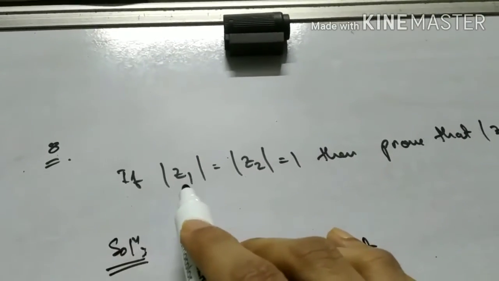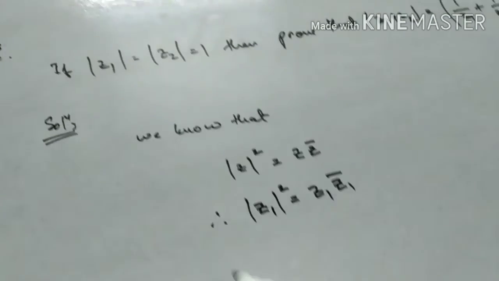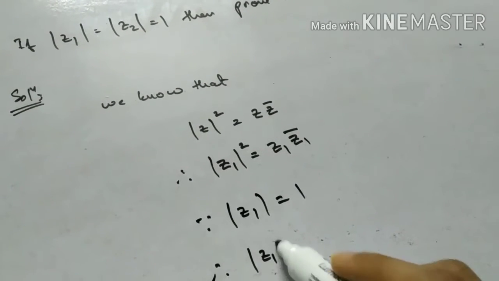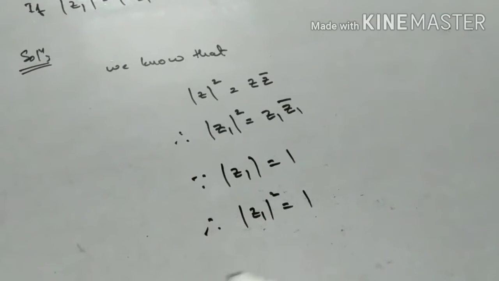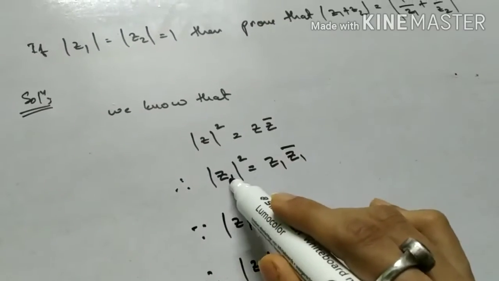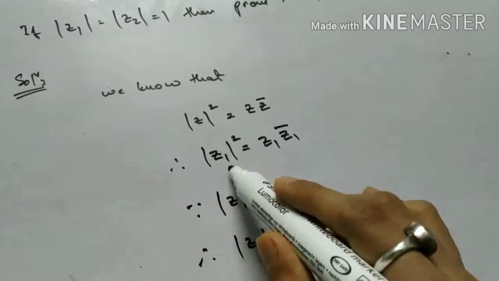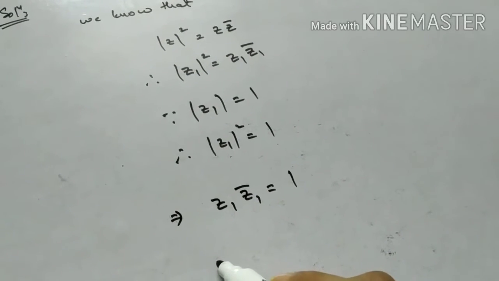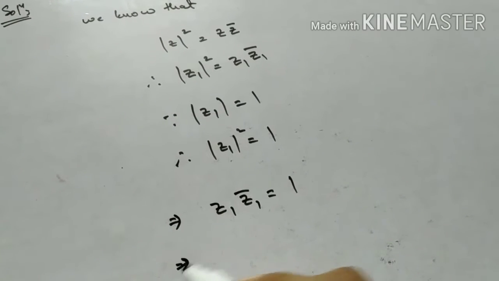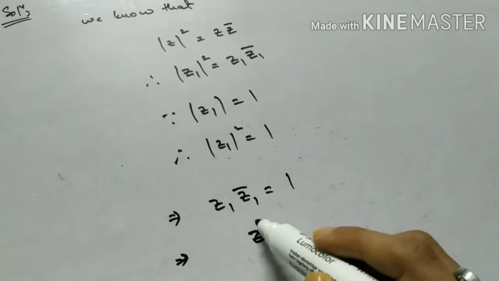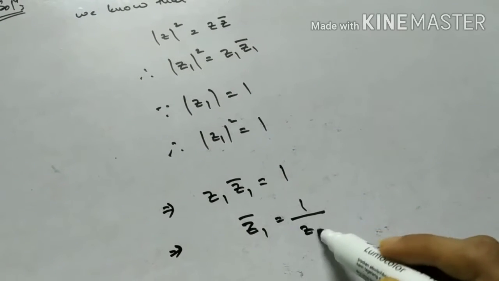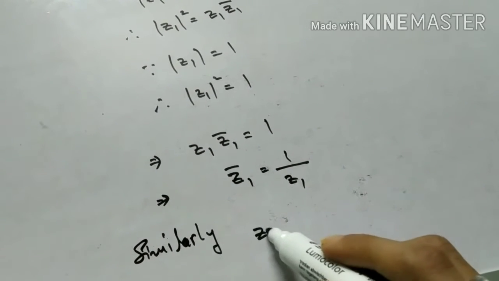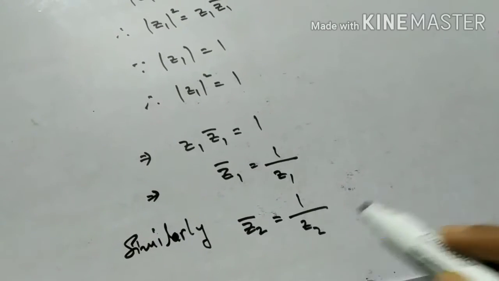So now you see, modulus z1 is equal to modulus z2 is equal to 1, given. Since modulus z1 is equal to 1, therefore modulus z1 square will be equal to 1. So therefore I can write this one, modulus z1 square, this is 1. So therefore this one I can write as z1 into z1 bar is equal to 1. Okay, so now z1 bar will be equal to 1 by z1, and similarly I can say that z2 bar is equal to 1 by z2.